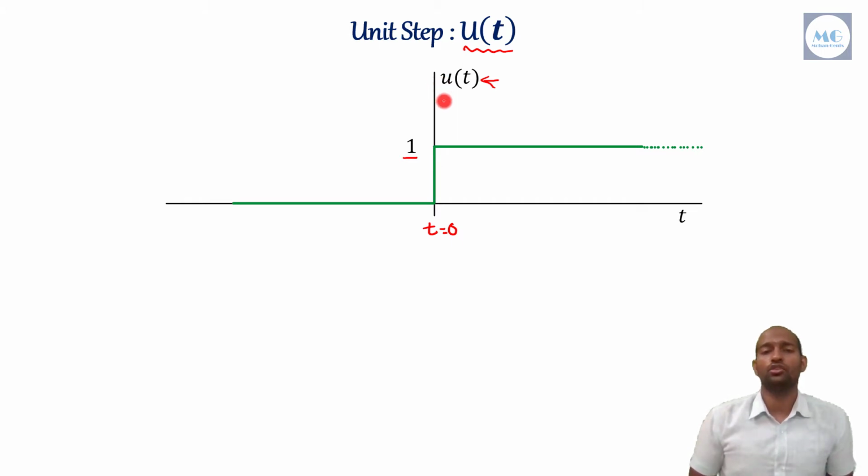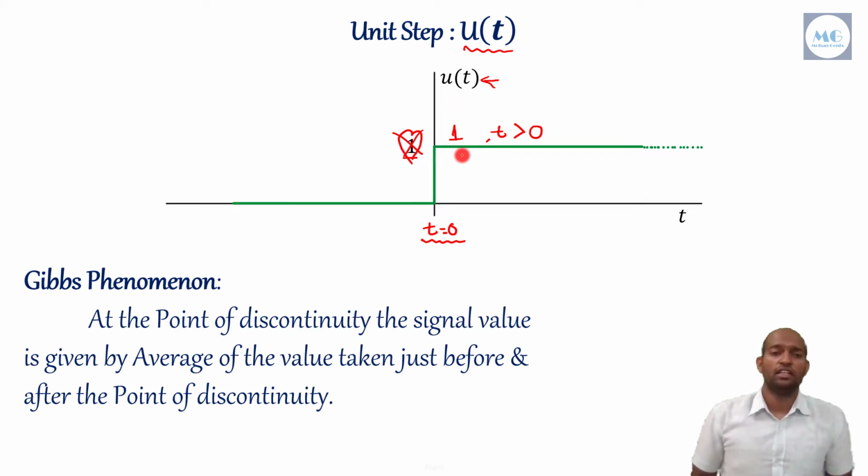Then if I ask you what is the value of this signal at t equal to 0, what will you tell? I think you are assuming that its value is 1, but its value is not 1 at t equal to 0. Its value is 1 for t greater than 0. So to get its value at t equal to 0, Baba Gibbs told us one phenomenon that is called Gibbs phenomenon.